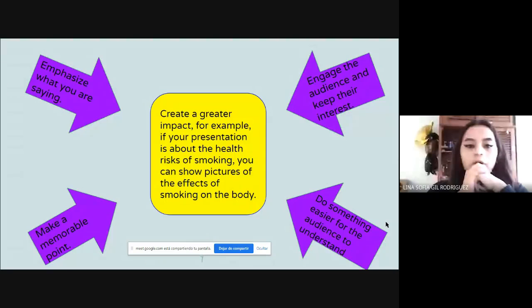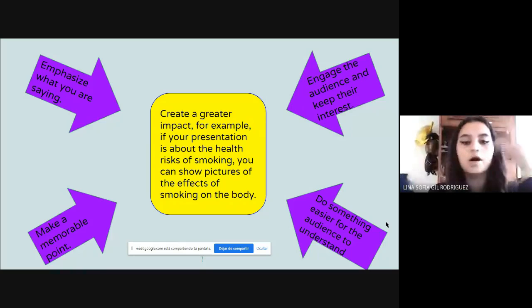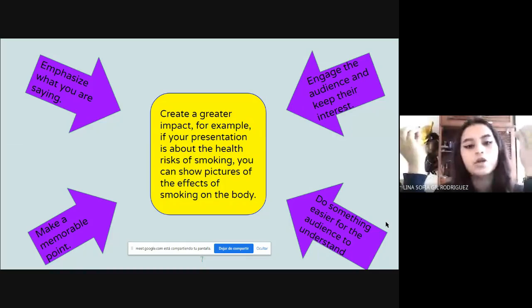Okay, this one is about some themes to create an impact when you start your presentation. You can create an impact, for example, if your presentation is about the health risks of smoking, you can show pictures of the effects of smoking. Or you can start your presentation with a phrase about the topic.